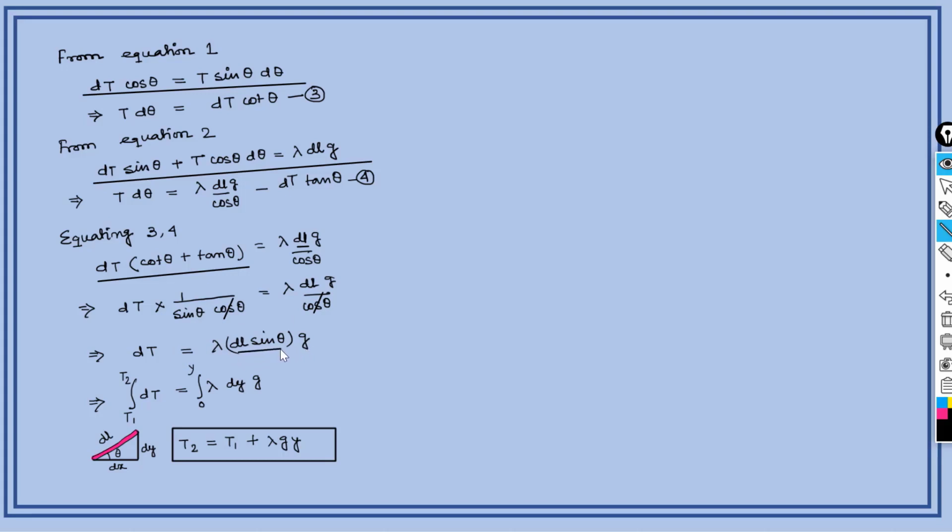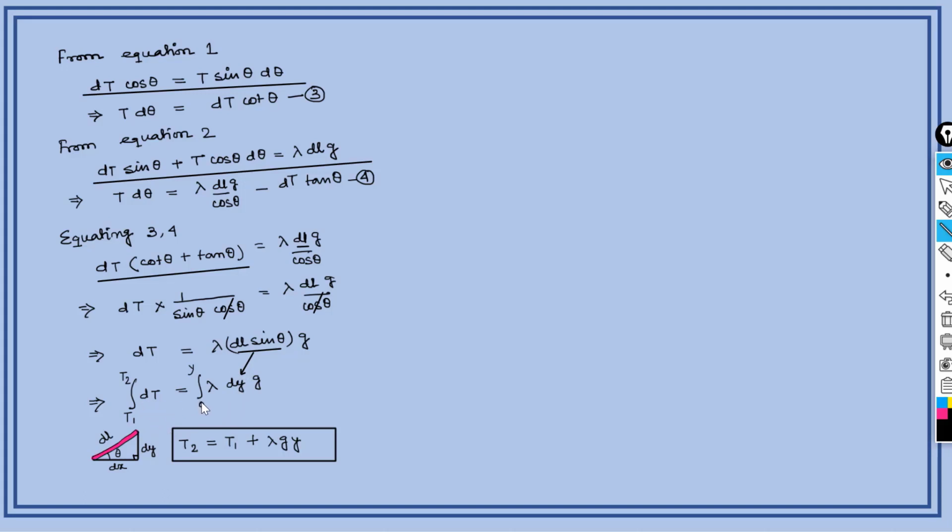Now, what is dl sin theta? That you can easily find from this small right angle triangle. Can you see that this right angle triangle has the hypotenuse dl? I have assumed it to be a straight line only because it's a very small part, and this angle is theta, so its horizontal component is dx and its vertical component is dy. So dl cos theta is dx and dl sin theta is dy. I can directly replace dl sin theta by dy in this equation.